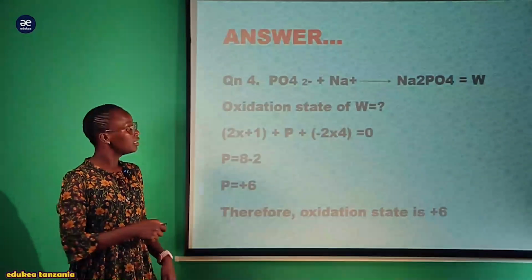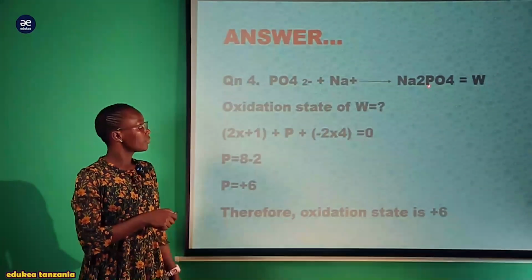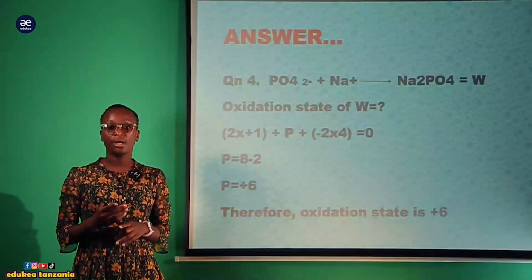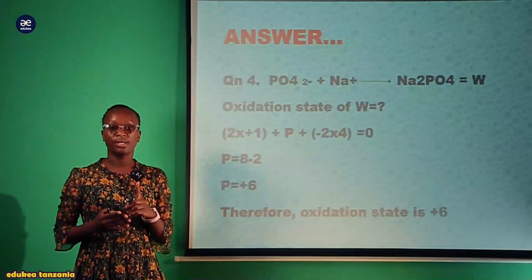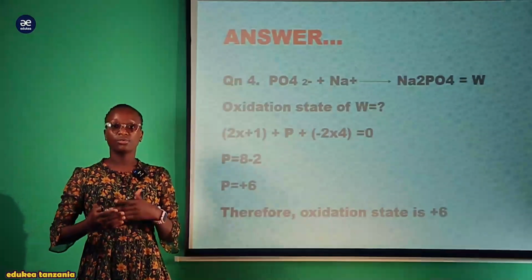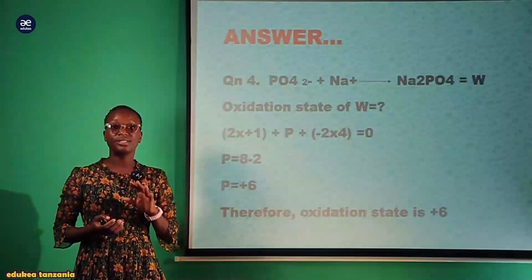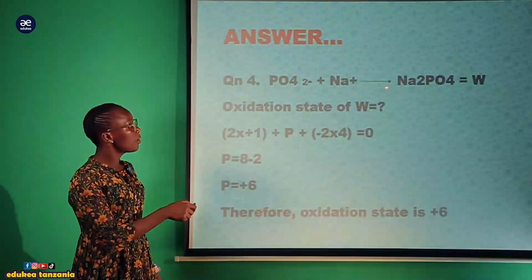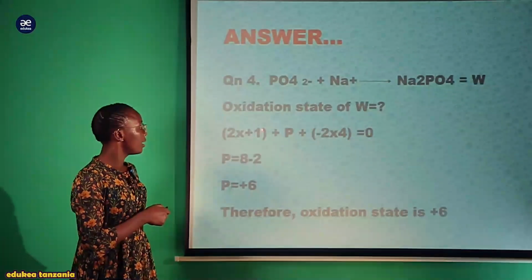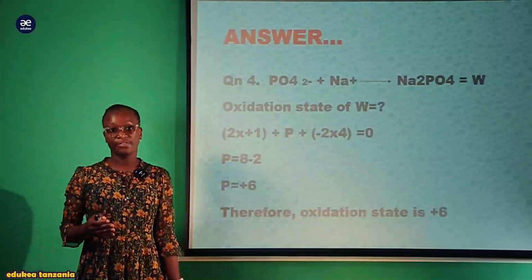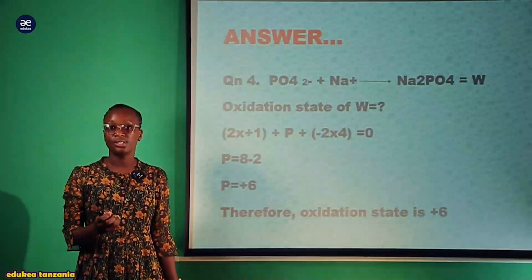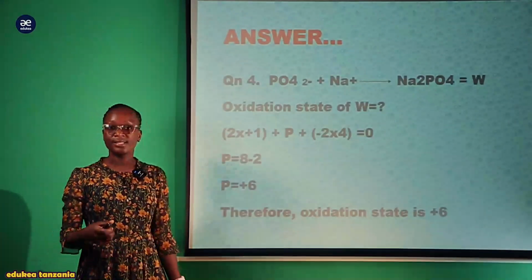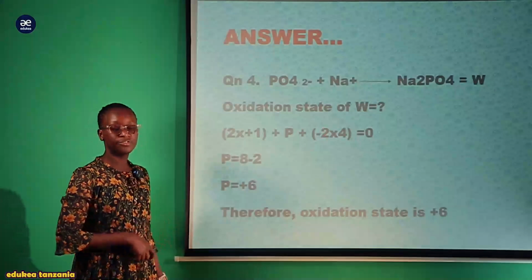Kwa hiyo tukija kwa sodium, sodium obviously ana valence ya 1 ambayo inakuwa na oxidation state ya 1. Valence obviously haina charge, lakini tunavyozungumzia kwenye oxidation state lazima iwe katika in term of charge or electrons. Therefore 2 times positive 1 kwa sababu hapa sodium ziko 2. Kwa hiyo hapa tunaweka 2 mara 1 plus P ambayo P ndio phosphorus na ndio tunataka tuipate oxidation state yake. Therefore P plus now oxygen ina oxidation state ya -2. Lakini ukiangalia hapa zipo oxygen 4.